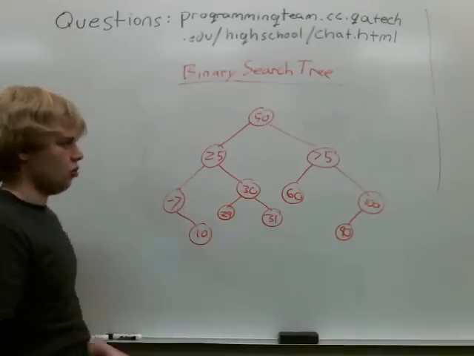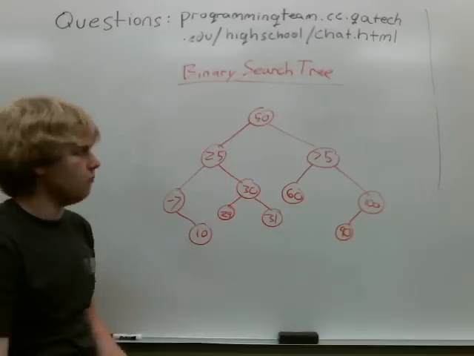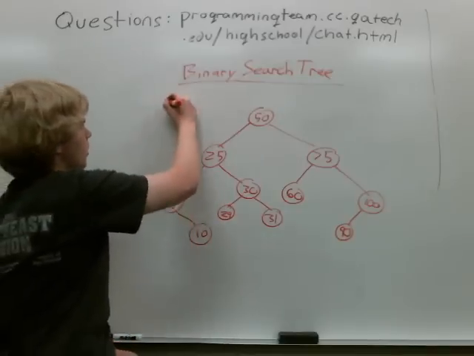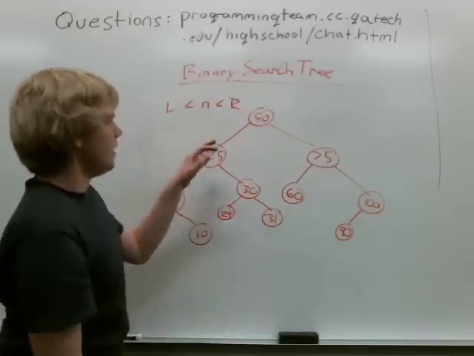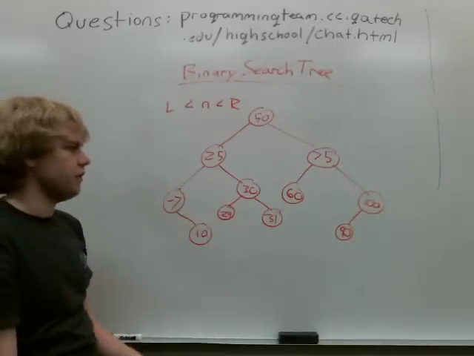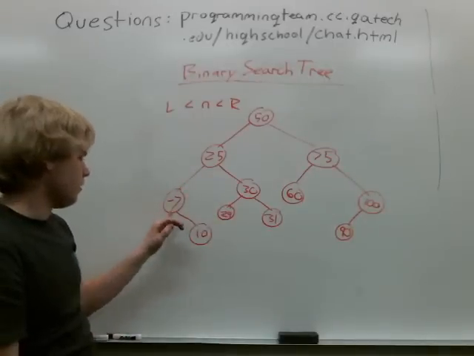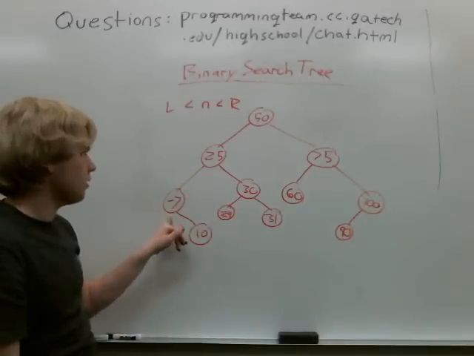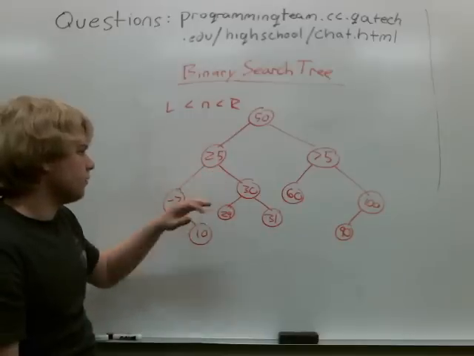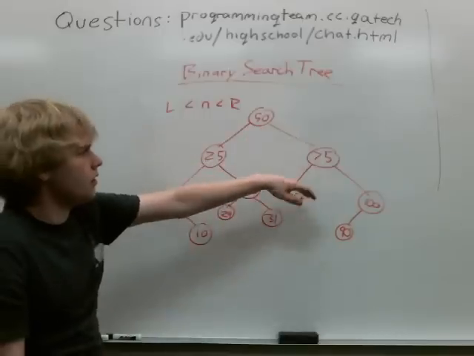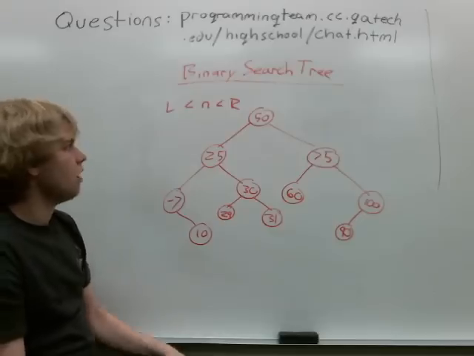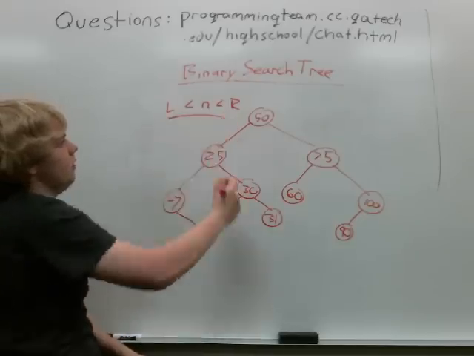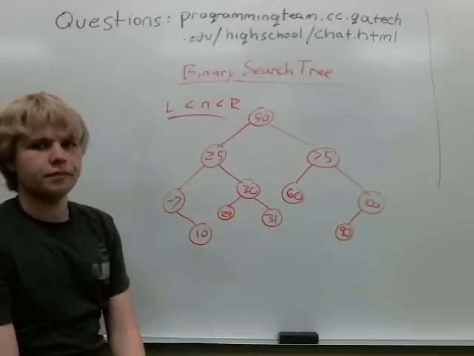Sure. So this is a valid binary search tree, because the property that left is less than, and right is greater than, is maintained throughout this tree for every single node, right? 10 is larger than negative 7, 25 is less than 50, 75 is larger than 50, 60 is less than 75, etc. That property right here, this invariant, is maintained throughout the tree structure.